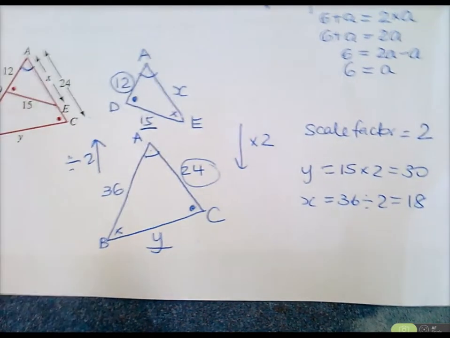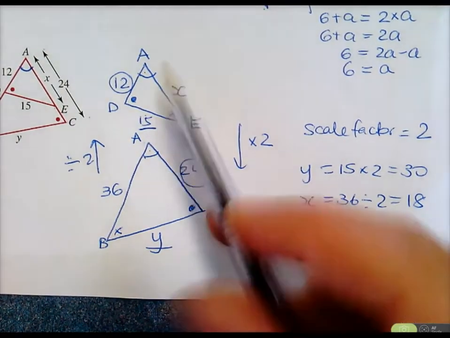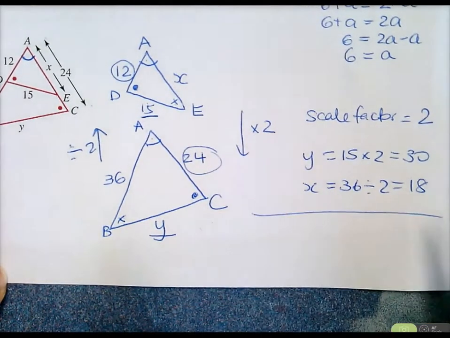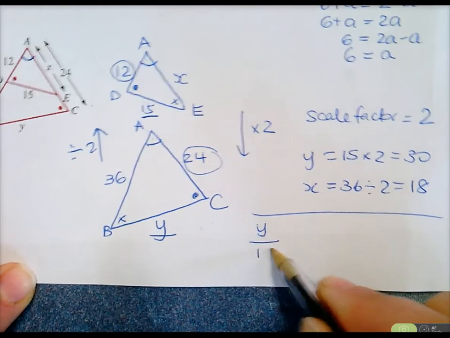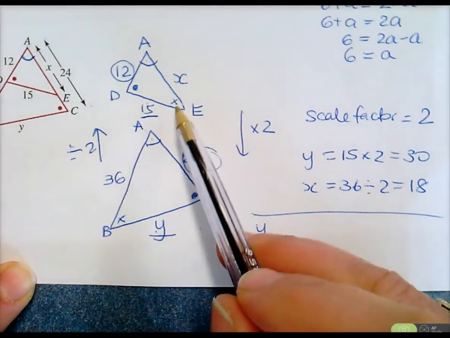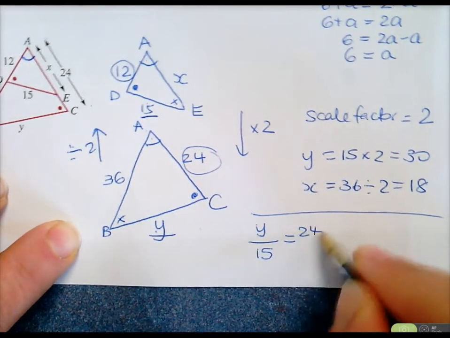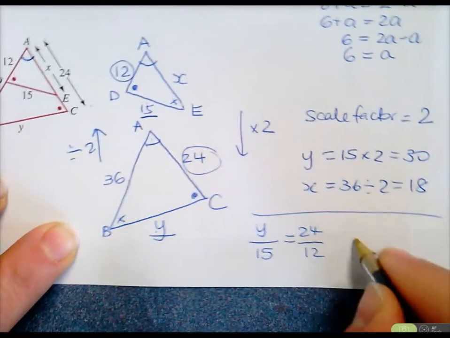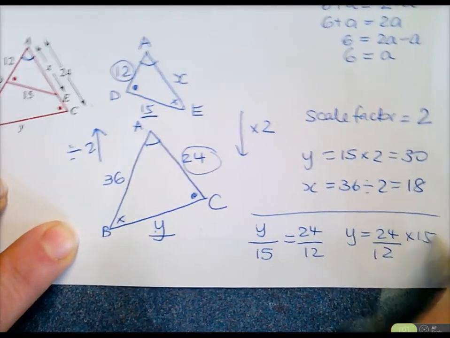Or if you want, set up your ratios. But what for? You can set up the ratios if you want. Let's say you're working out Y first. Y over 15, how do we know they match? Dot cross over dot cross equals 24 over 12, work it out. Y is 24 over 12 times 15, which is 30.